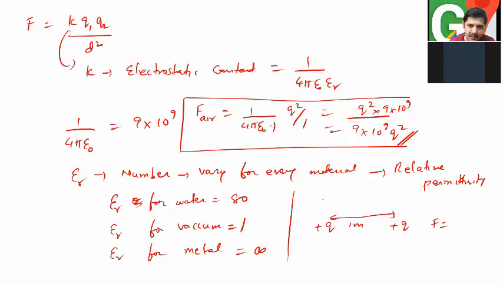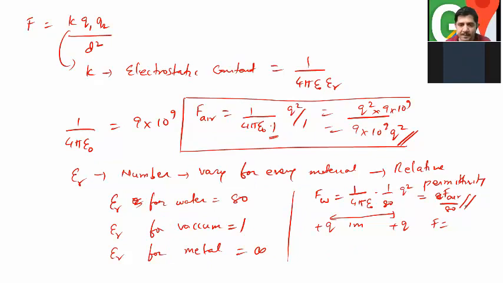Now when I keep this in water, what can happen? I'm going to use everything the same and not change anything. So for water, I'm going to substitute 1 by 80, because for air it was 1 here. For water, only this will change; the rest remains constant. So this will now be equal to 1 by 4 pi epsilon naught into 1 by 80 into q square. This will now be equal to F air divided by 80. Can I write it like this? F air divided by 80?